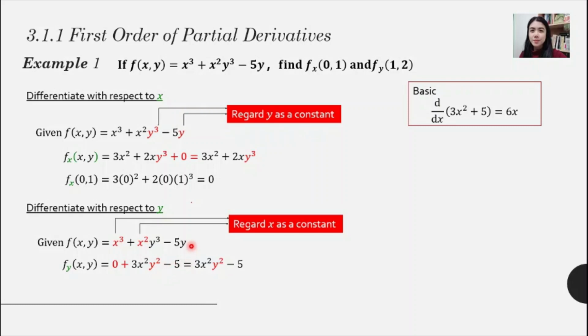And then for the third item, we ask the same question again. Do we have y? Yes, we have the y. So how about minus 5? Minus 5 is actually a constant. If you differentiate the y, you will have 1. So 1 multiplied with minus 5 is minus 5. So you have the answer here. And then they ask for fy(1,2). It means that you do the substitution. You sub the x as 1, y as 2 into the equation that you obtained. You have the answer that is 7.